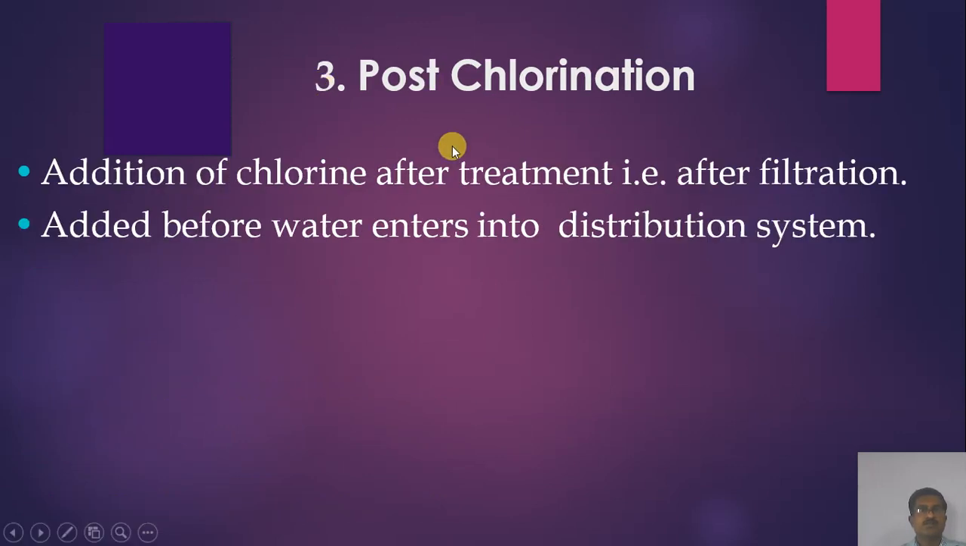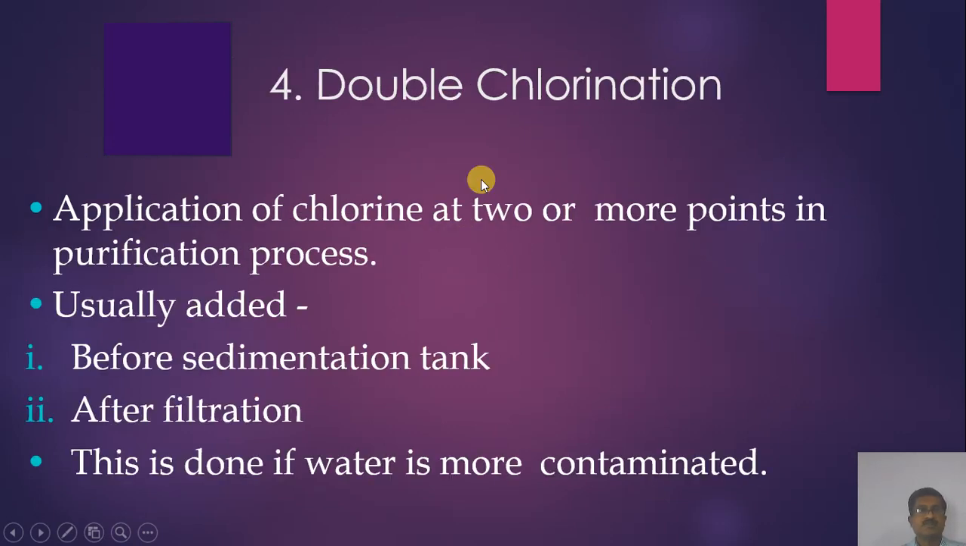Third is post-chlorination. Addition of chlorine after treatment, that is after filtration, added before water enters the distribution system. Double chlorination: application of chlorine at 2 or more points in the purification process, usually added before sedimentation and after filtration. This is done if water is more contaminated.